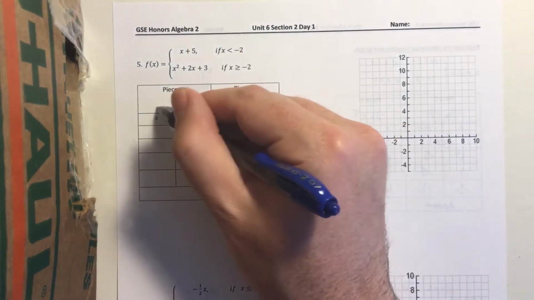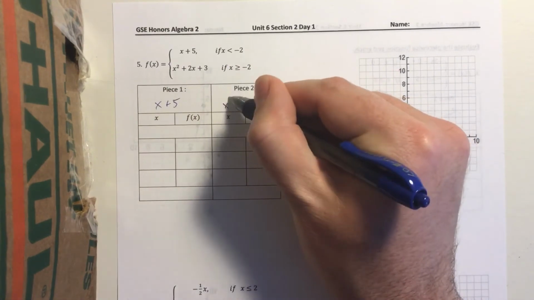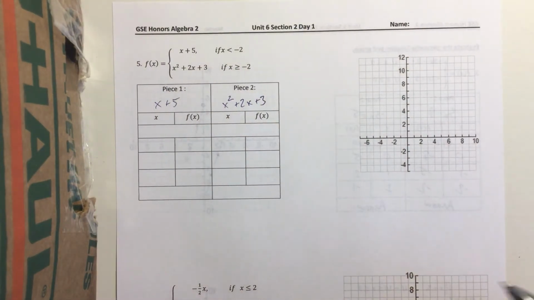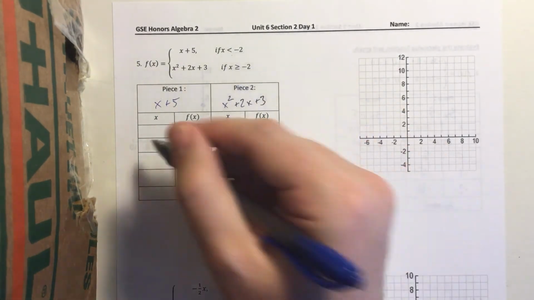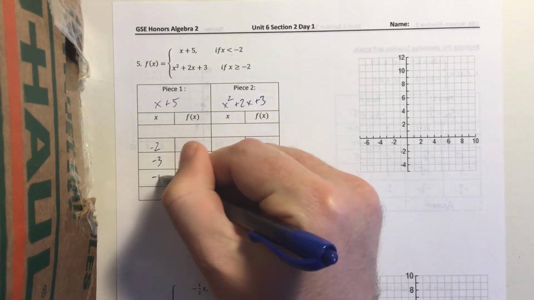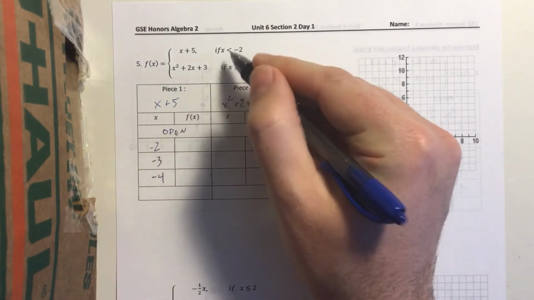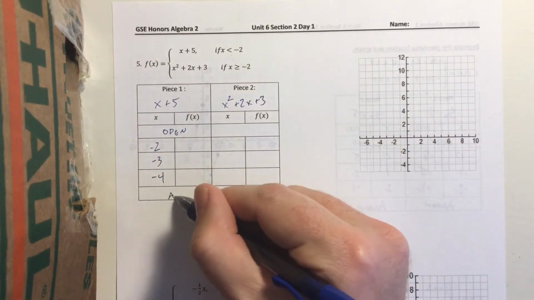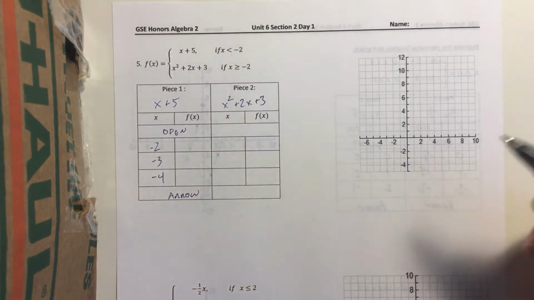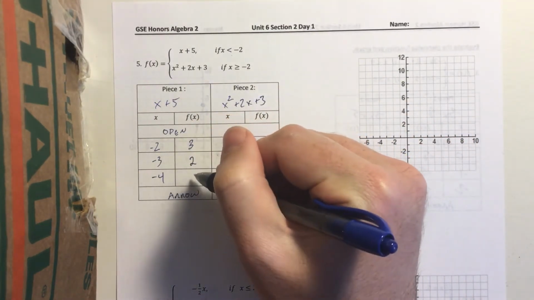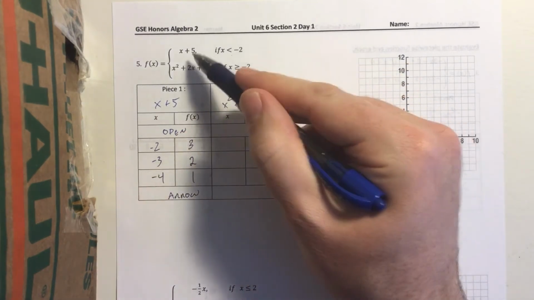So number 5, piece 1 will be x plus 5, x squared plus 2x plus 3. Its x value is less than negative 2, so I'll do negative 2, negative 3, negative 4. Negative 2 will be open. Since it's less than negative 2, at negative 4 we're going to have an arrow going out. If I plug in these x values to this top function, we're going to get 3, 2, and 1.